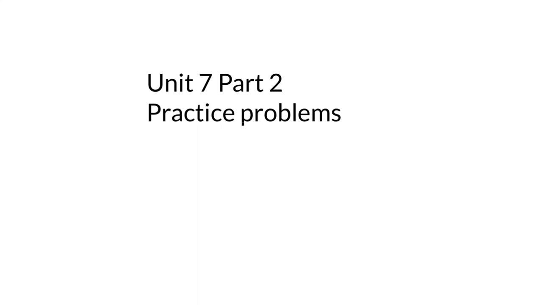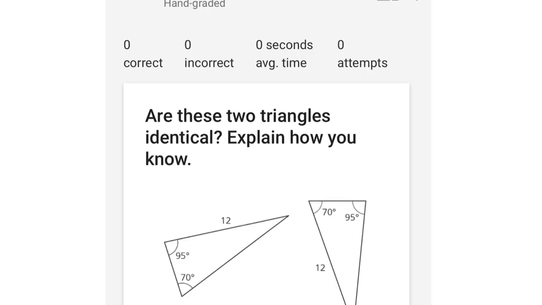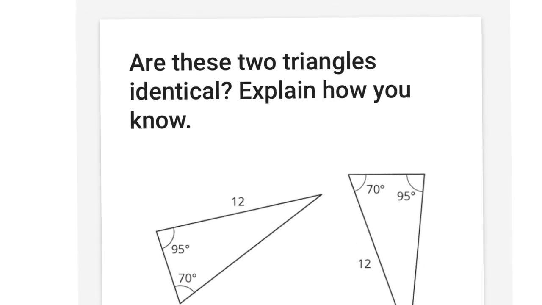This is a Unit 7 Part 2 practice problems review. So these practice problems are going to be the types of problems that you'll see on the quiz for Part 2 of Unit 7. All right, the first question says, are these two triangles identical?